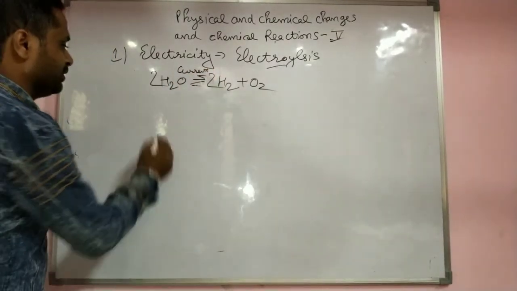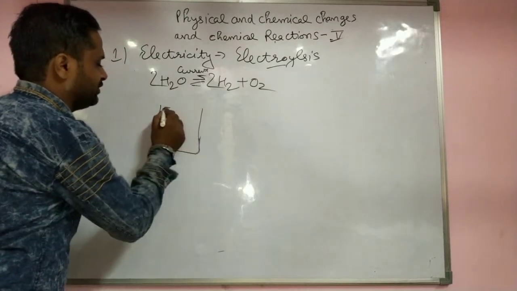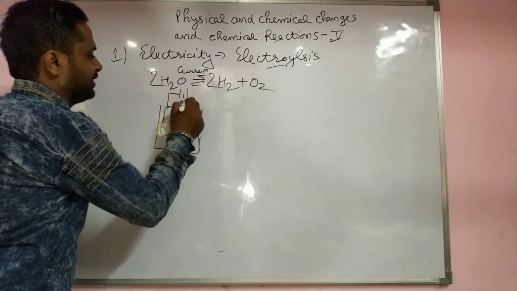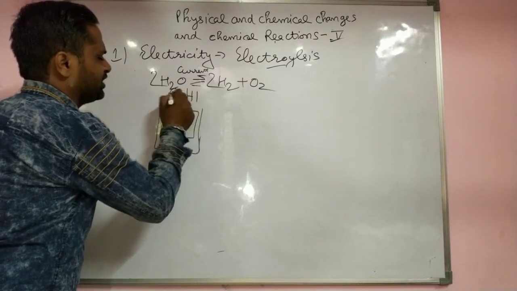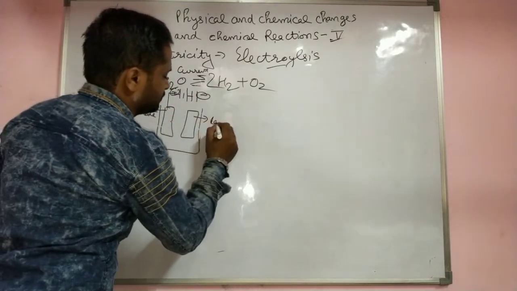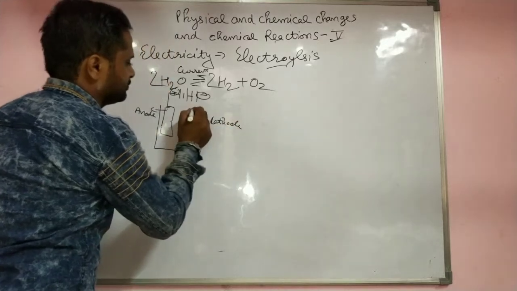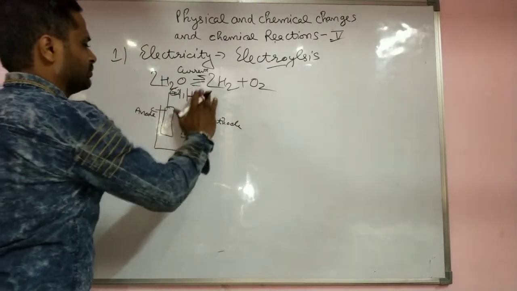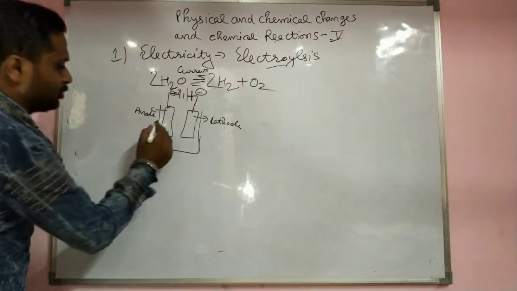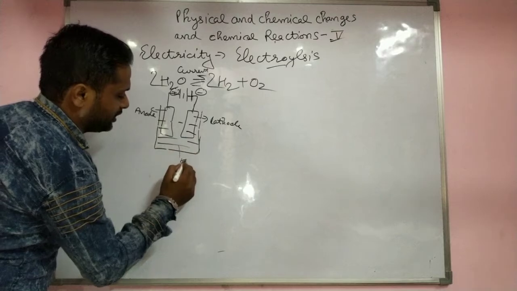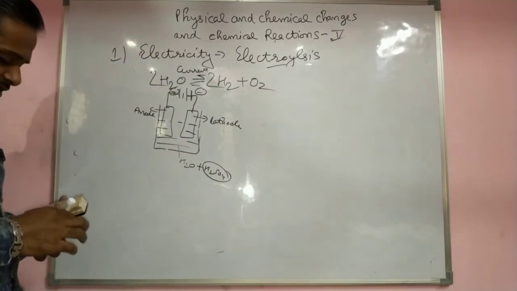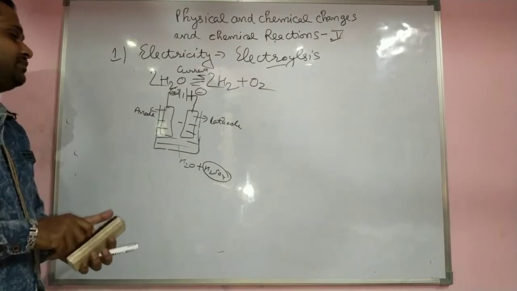That's a special name. You have one vessel, you have two electrodes here. Here you apply the battery, positive and negative. This is the anode and this is the cathode. Here you take the water molecules, and you add a little bit of H2SO4, sulfuric acid.